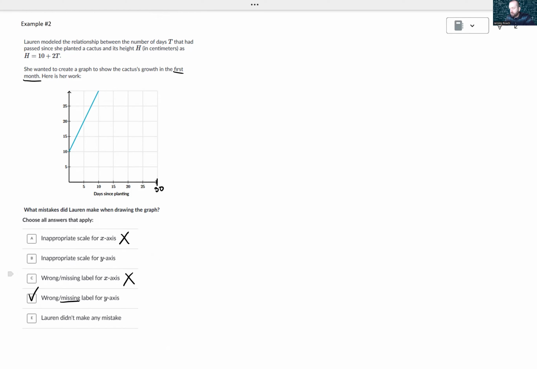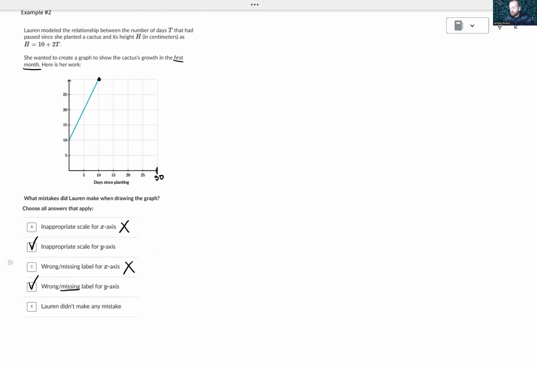The scale for the y-axis, though, needs to be updated as well because that's not the right scale. Our graph is getting cut off at 10 days. So if these numbers went higher, we would be able to figure out what those are for when x equals 30. And that's the data that we need to find, all the way through 30 days. So it's an inappropriate scale for the y-axis also.